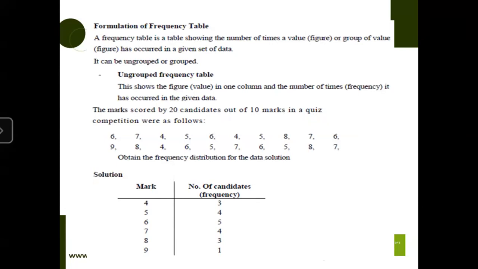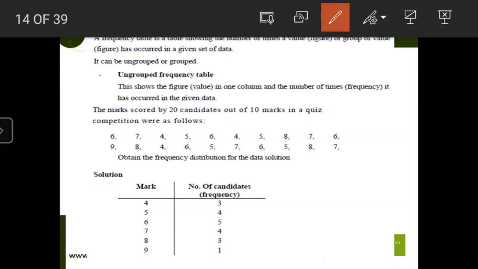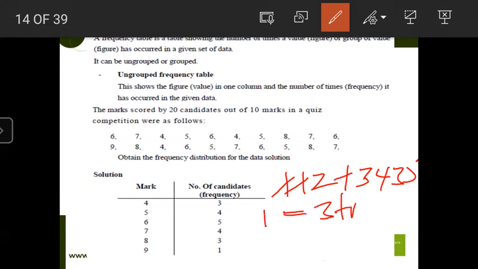What do I mean? Let's assume that I have 1 to 5, and I have 1, 1, 2, 1, 3, 4, 3, 5. This is number 1 to 5. But how many times did 1 appear? Let's count together. 1, 2, 3. 1 has appeared 3 times. So the frequency of 1 is 3.